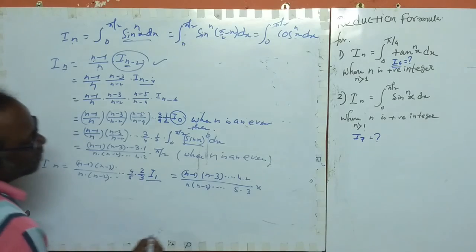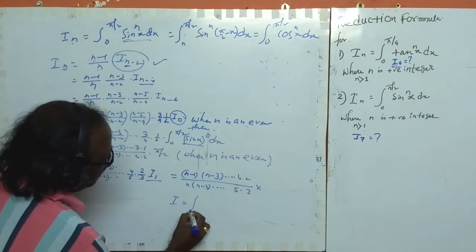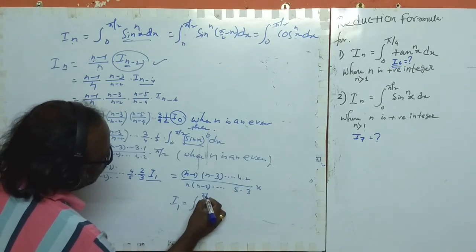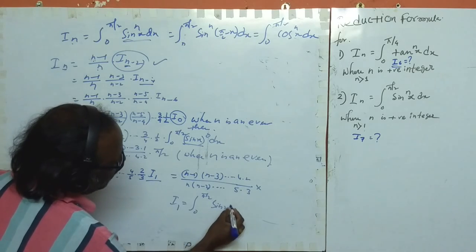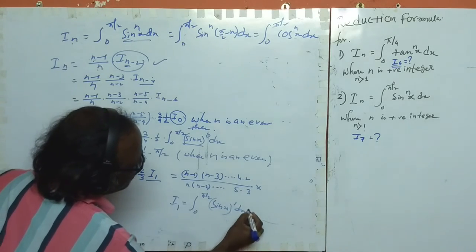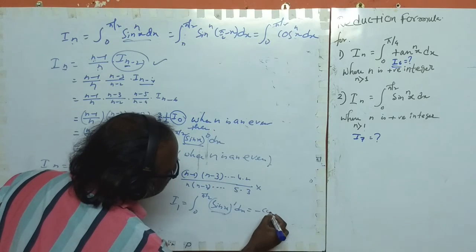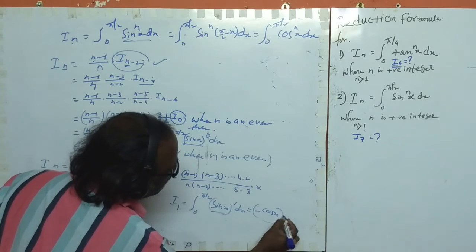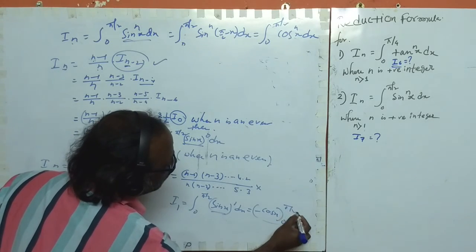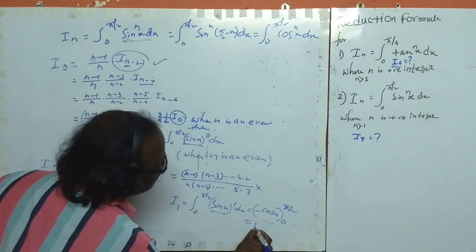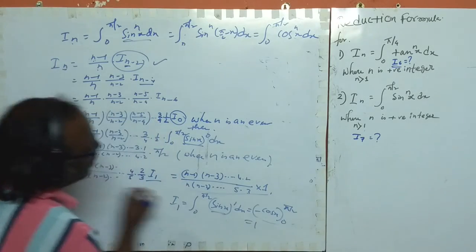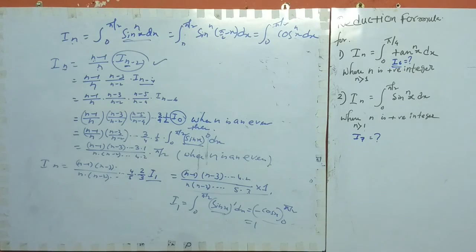This is I1. So I1 is the integral from 0 to pi by 2 of sin x dx, and the integration is minus cos x, with limits up to pi by 2. This is pi by 2, and this is 1, and this is 1. Okay, so this is the formation of the reduction formula. Okay, bye in this class.